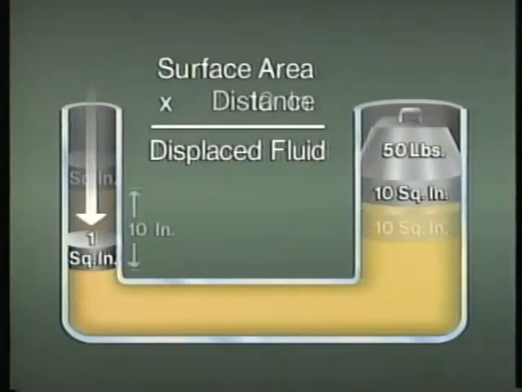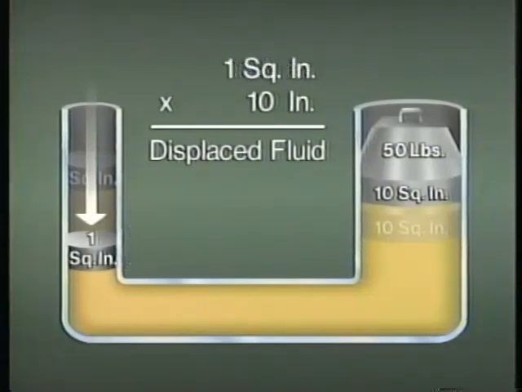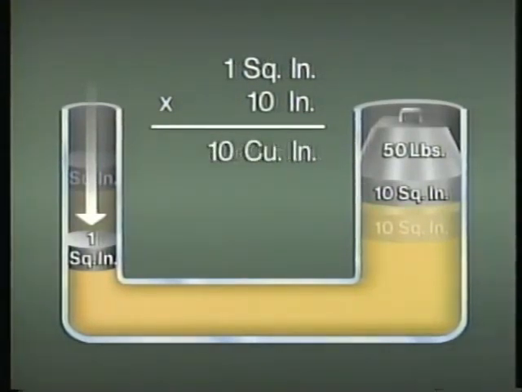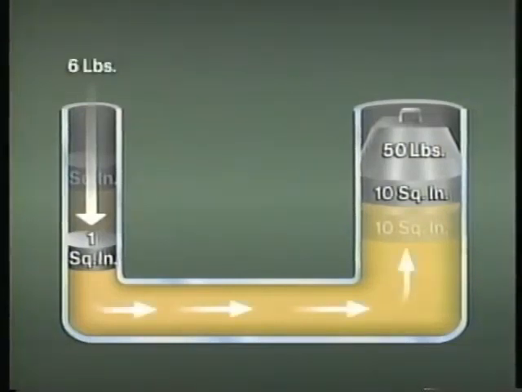Let's assume that the small piston moved 10 inches. Since we already know that the small piston has a surface area of 1 square inch, then the volume of fluid displaced by its movement is equal to 10 cubic inches. Now, as the 10 cubic inches of fluid was displaced, it moved into this area. Now, this is where the second factor comes into play.